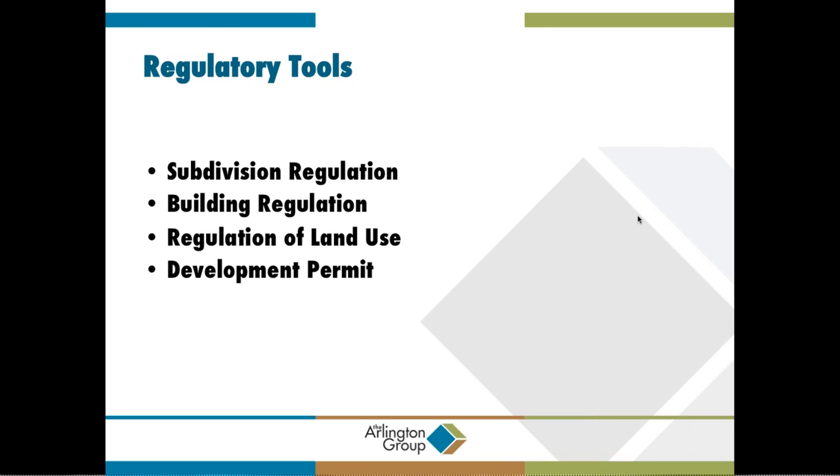Regulatory tools really deal with 4 areas. Another way of thinking of that is really the gatekeeper function: somebody standing at the gate to determine whether you can pass through or not, and the conditions under which you can. So the 4 areas are subdivision regulation, building regulation, regulation of land use, and development permits.